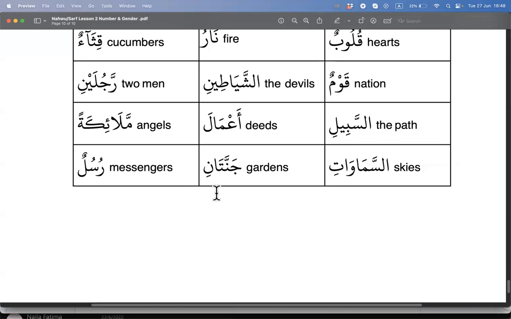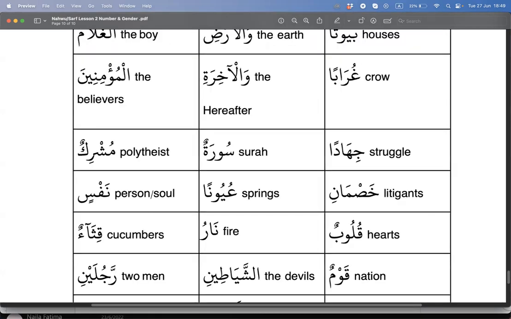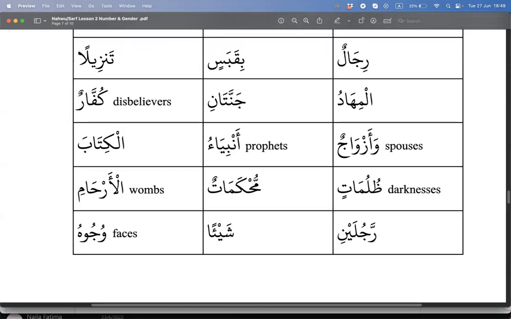Jannatani. It's ani, so rafa. Dual and rafa dual feminine. Why feminine? Jannatani, the ta. Yes, the ta. Very good. And rusulun. Rusulun is rafa, singular feminine. Yes, good. Okay. So one last thing before we go, I forgot to come back to it.